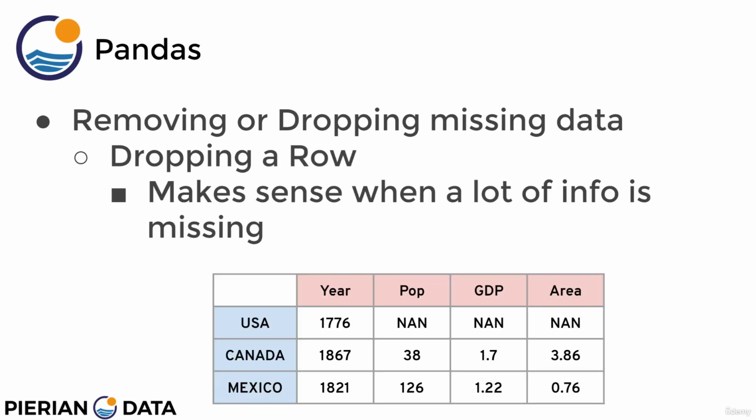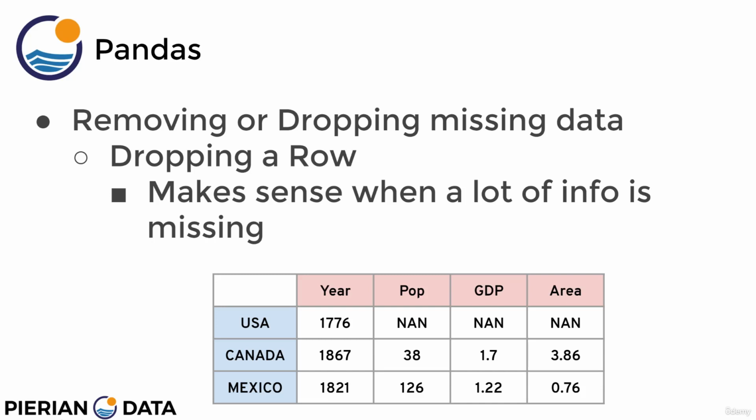So I want to talk a little more about dropping a row versus dropping a column or feature. When should we think about dropping a row? Here we can see we have these countries. Each country is a row, and then we have features of that country, such as the year, population, GDP, and area. And in this particular situation, it probably makes sense to drop a row when a lot of information about that particular row is missing.